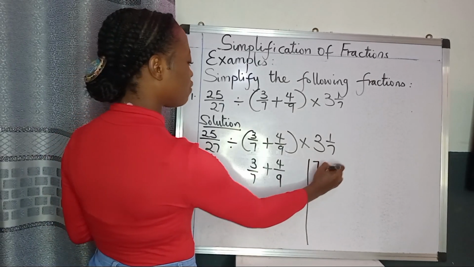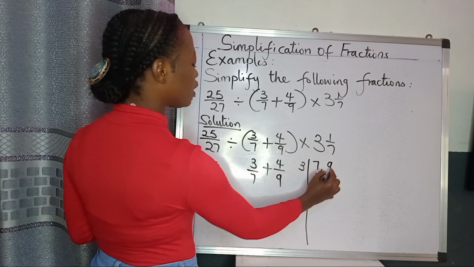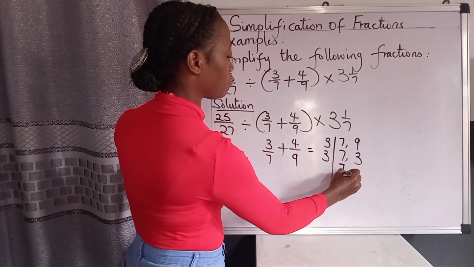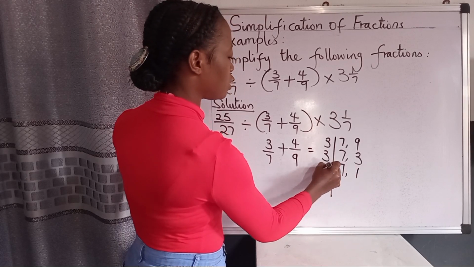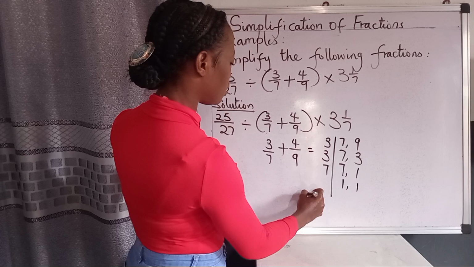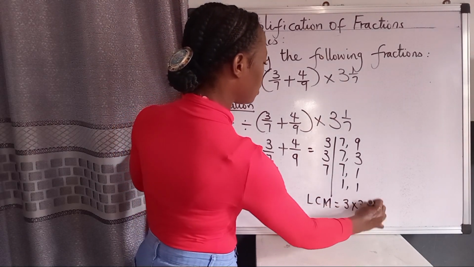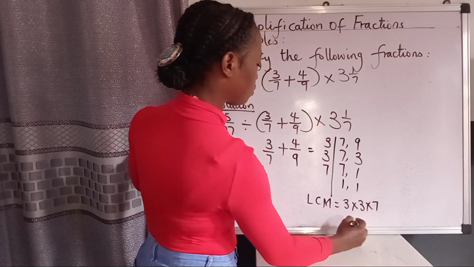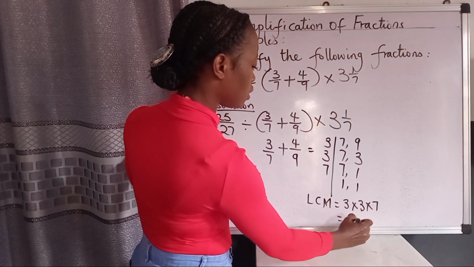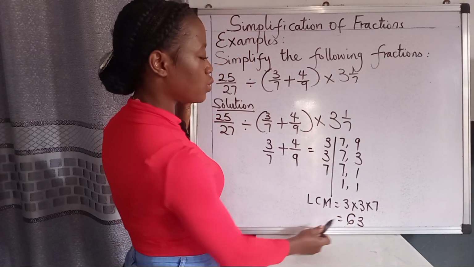So LCM of 7 and 9, 3 can go into 9. 3 here, you bring down 7. 3 in 9 is 3. 3 again, 3 here is 1. Then 7, 7 is 7, 1. 7 here, 1. So our LCM is going to be 3 times 3 times 7. 3 times 3 is 9. 9 times 7 is 63. So the LCM of 7 and 9 is equal to 63.